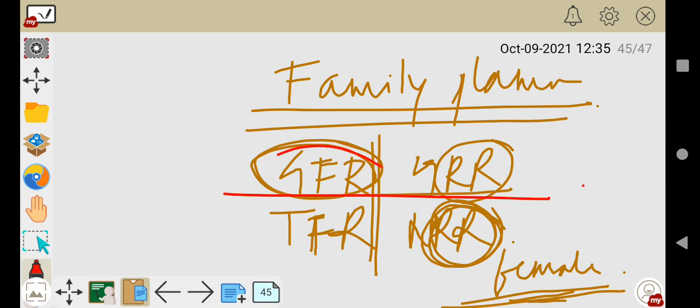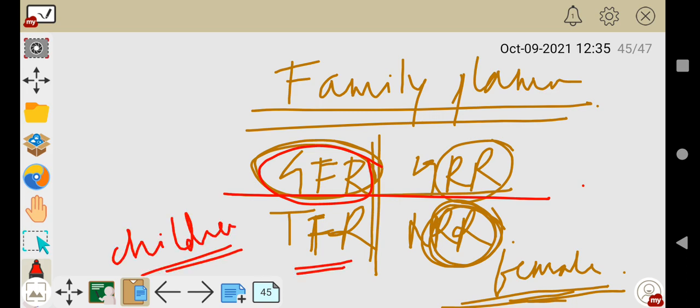So GFR is the number of children a female will bear during her reproductive years. Number of children, mind my words, number of children. So these two, fertility rate means number of children, total number of children. So GFR is the number of children a female will bear in her entire reproductive years.